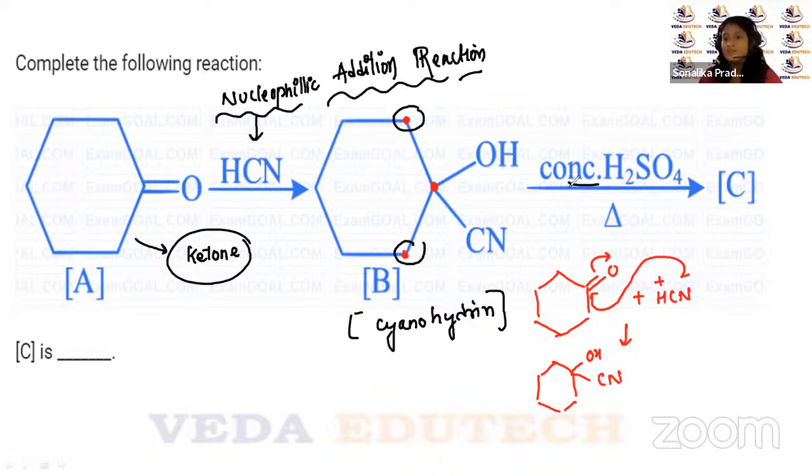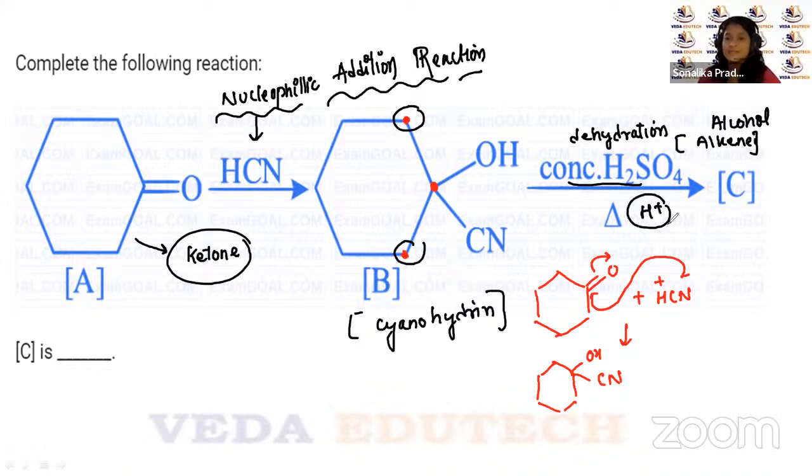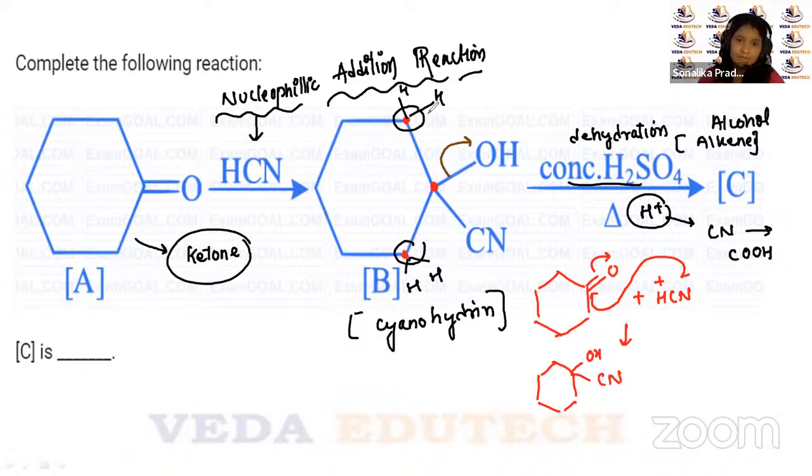You know that whenever there is concentrated H2SO4, it undergoes dehydration. When it undergoes dehydration, it's going to form alkene from your alcohol. And this H plus is going to convert your cyanide into COOH, right? There are two hydrogens here. Both these positions are equivalent. You can remove hydrogen from any of the places, right? So you have removed one hydrogen, this OH will go from here, this hydrogen comes here, so you are going to get your alkene, and this part gets hydrolyzed.